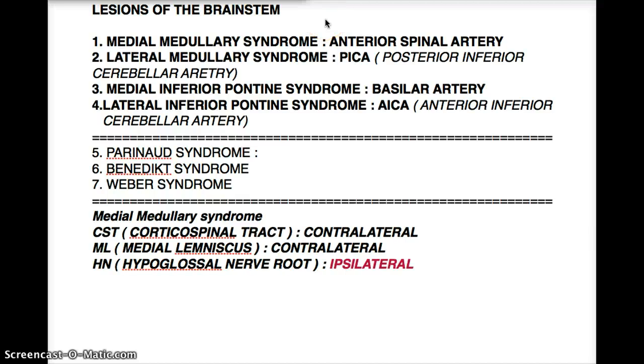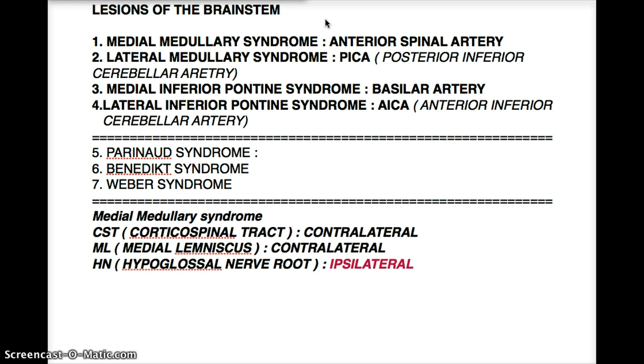This video is about medial medullary syndrome. Now, one thing that's important to understand before jumping on to medial medullary syndrome is how do we differentiate between a lesion in the medulla or a lesion in the pons or a lesion in the midbrain. The one most important thing that I do when I am trying to differentiate between the three different regions of lesion is I try to find out where the cranial nerves are originating.